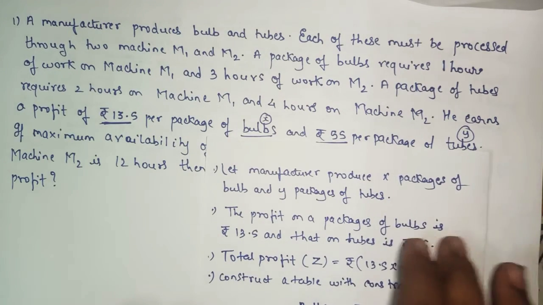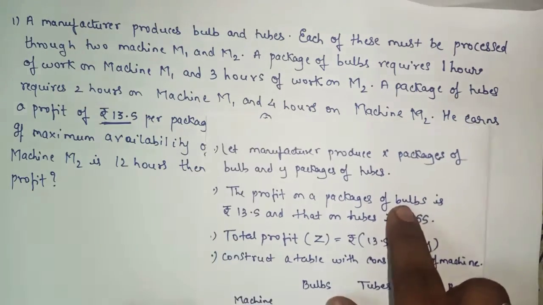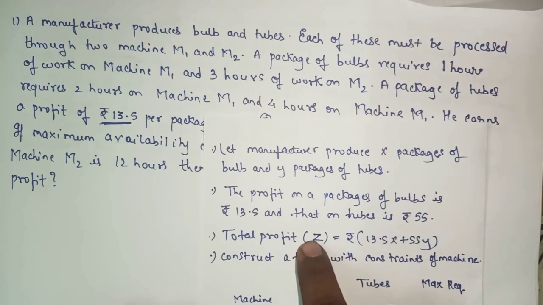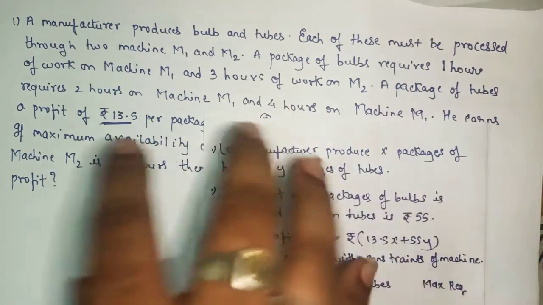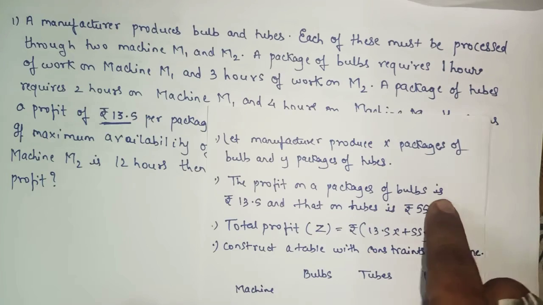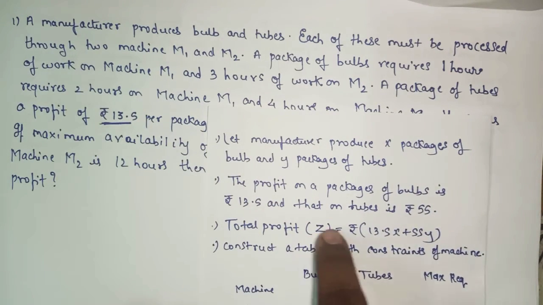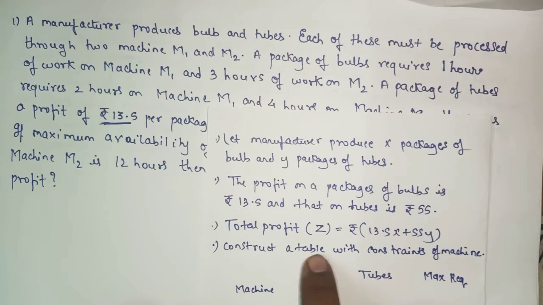So for each and every sum, the first step will be let. In the second step you will write the profit part, and in the third step you will write the total profit. So remember, for these types of sums, the first step will be let, the second step will be the same sentence about the profit, then the total profit, that z you will frame. After that the fourth point is, you have to construct a table with constraint of machine.